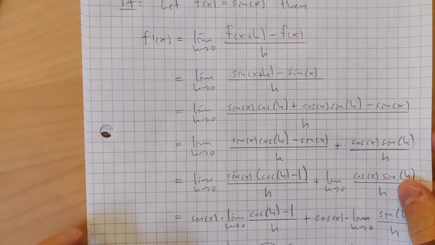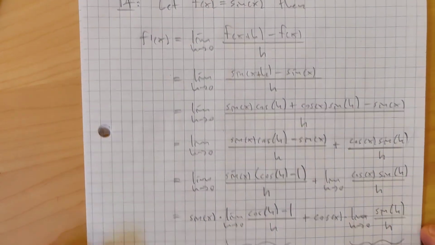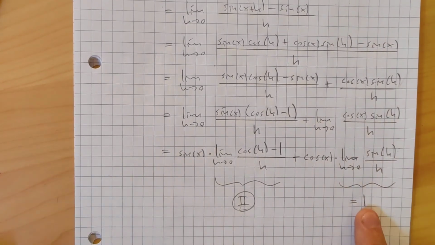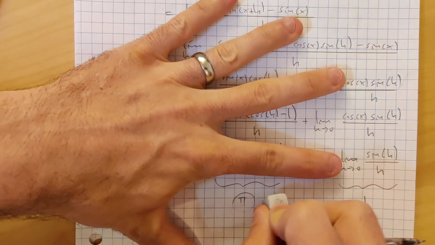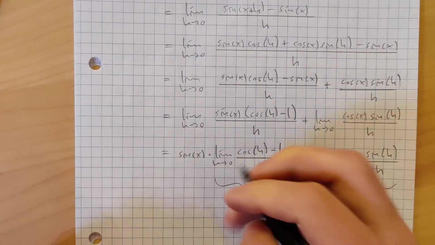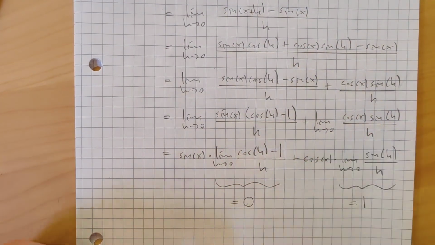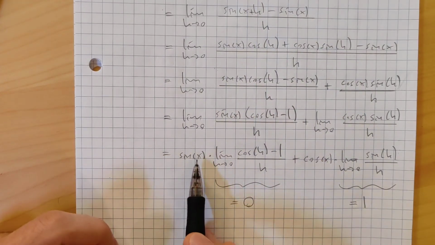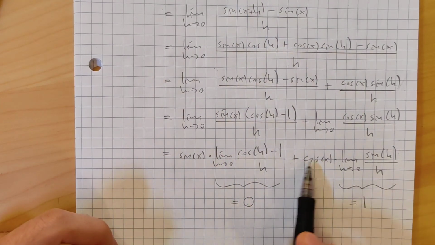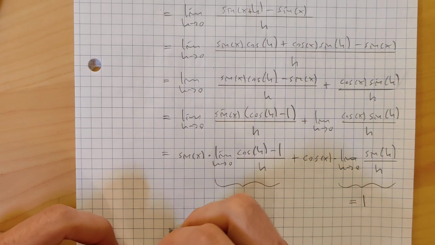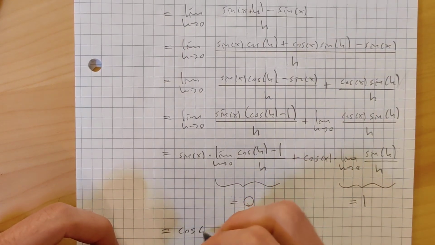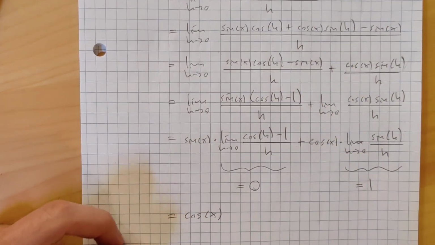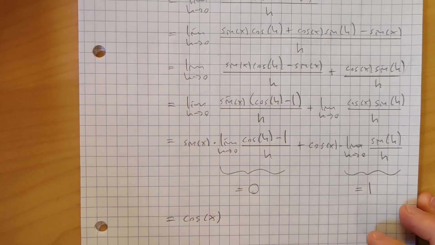And going back to where we started, we evaluated this limit and got 1. We evaluated this limit and got 0. And so therefore, the derivative of sine of x is sine of x times 0 plus cos of x times 1, which is cosine of x. So we're done. The derivative of sine of x is cosine of x.